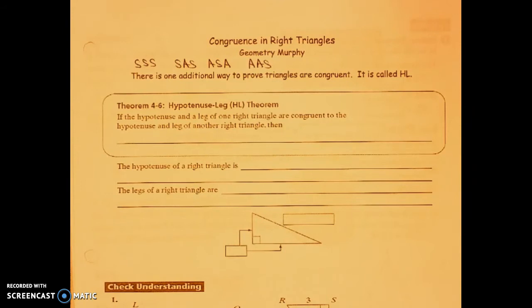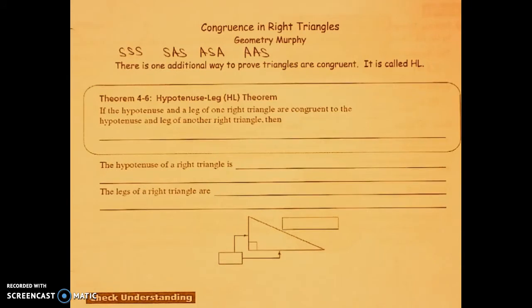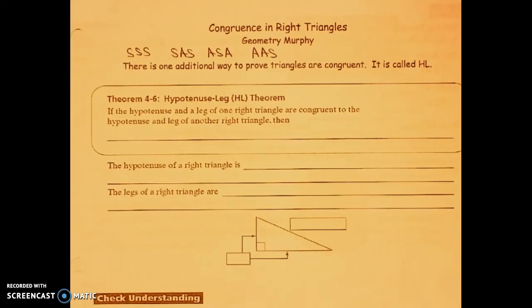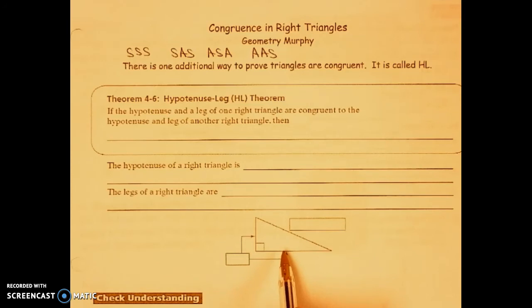It's called HL. If you read ahead, the H stands for the hypotenuse and the L stands for the leg. Notice that means we've got to have a right triangle, because a right triangle only has the hypotenuse and the leg. Let's come down here and just make sure we remember what some of that basic vocabulary is.